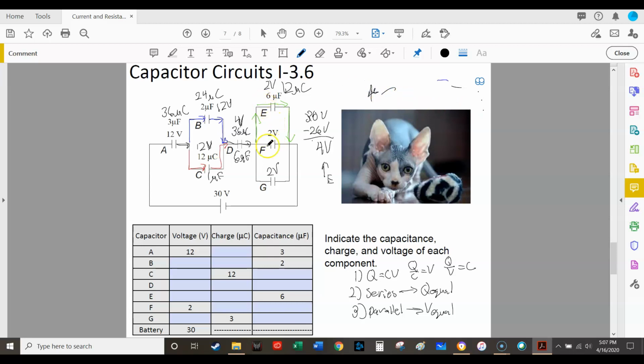I'm going to say we also know that this is 6 microfarads. Okay? And if that's 6 microfarads, this is 6 microfarads. And that means it's going to be 12 microcoulombs and 12 microcoulombs according to this.